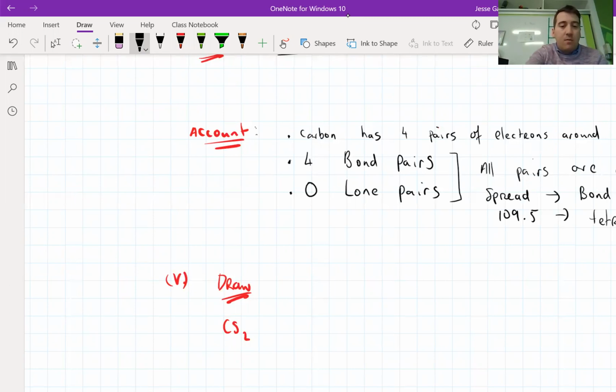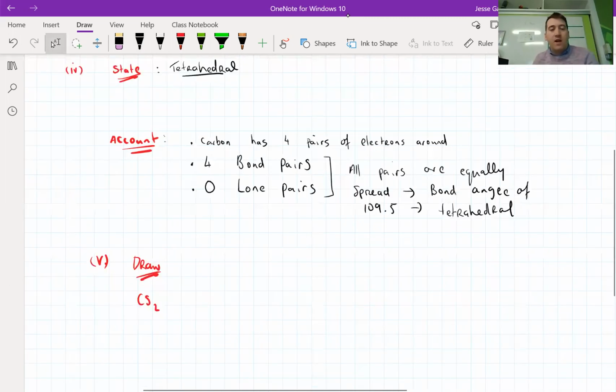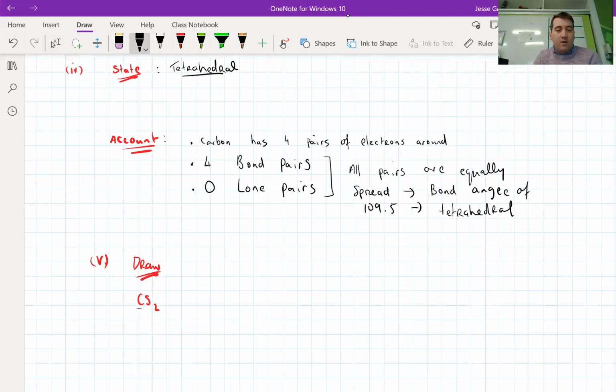So I want you to start by drawing the carbon. Carbon's the central atom. Draw the carbon and how many valence electrons it has. Pause the video, do that now. Okay, so if you haven't already done this, carbon is in group 4, which means it's got 4 valence electrons. So if you draw the carbon, it's got 4 valence electrons.